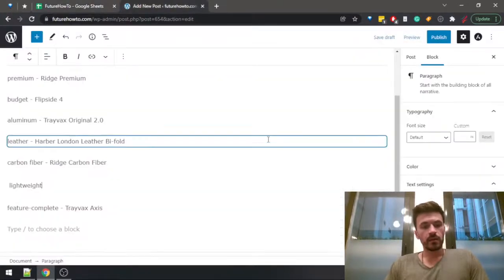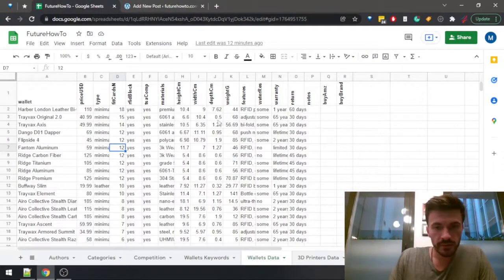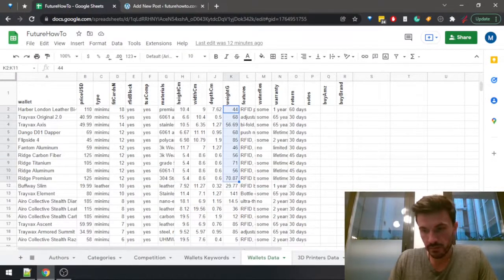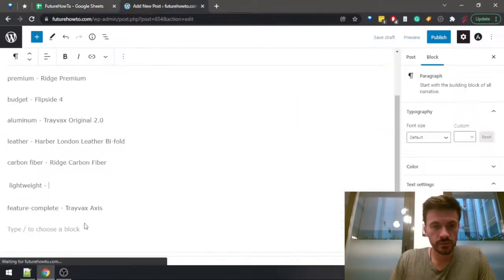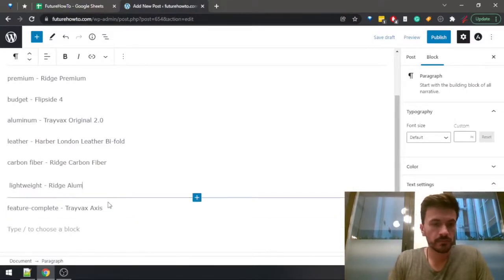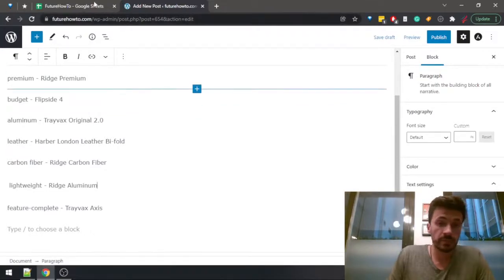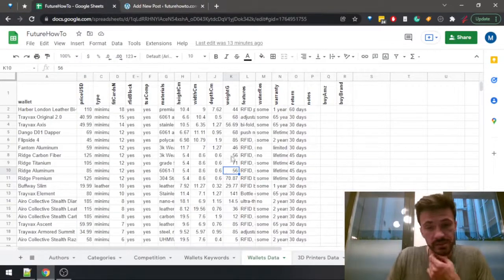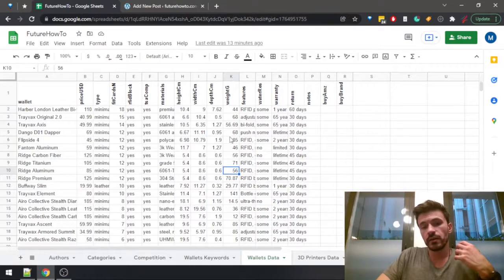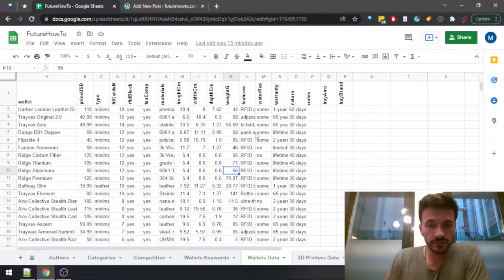Okay, lightweight. What do we have? I guess the minimum is 44, which is the leather one, but let's do Ridge aluminum. We have 3 Ridge wallets, but that's not such a bad deal because, well, they are the best brand. It makes sense if there's more of them in the list.